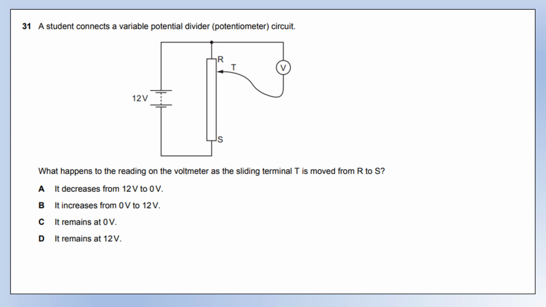A student connects a variable potential divider circuit. What happens to the reading of the voltmeter as the sliding terminal T is moved from R to S?